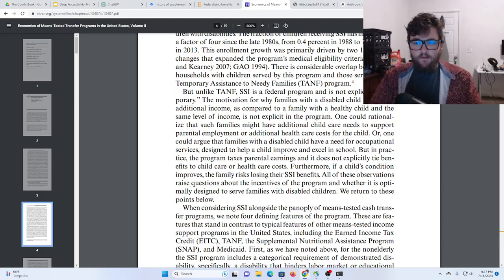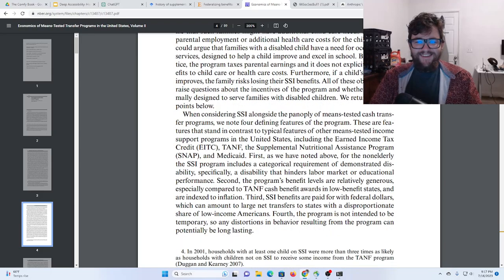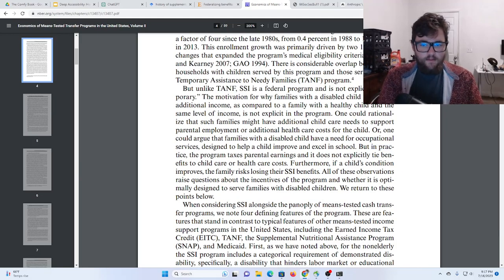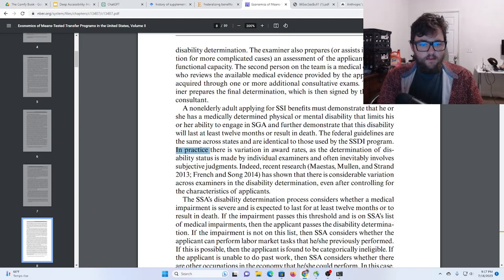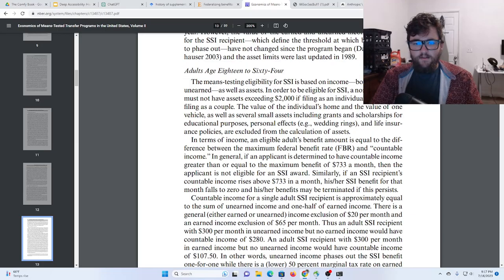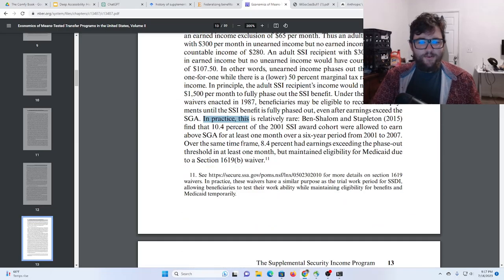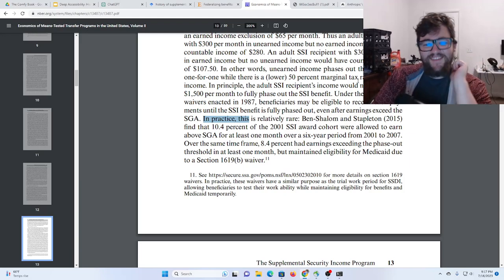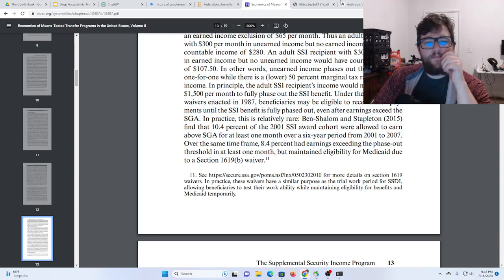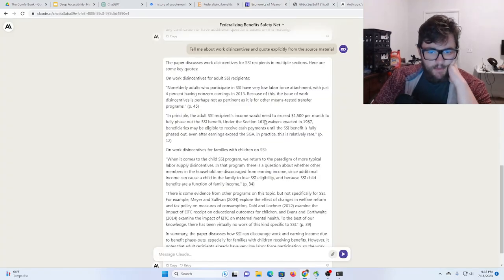Page 3. Did it get it right? Oh wait, there's a few of them. Practice. This is relatively rare. Did it get page 12 right? Let's go. That's pretty cool. Good for Claude. Takes 80 pages and it figures out exactly where to go. Okay. Yeah, I mean, you'd be crazy not to get the benefits, right?